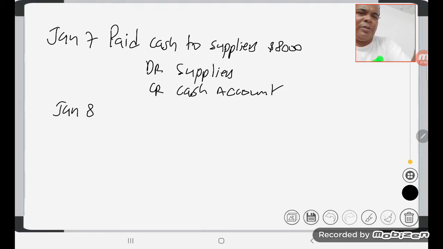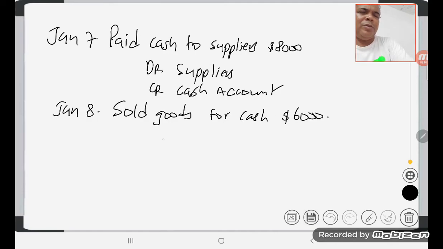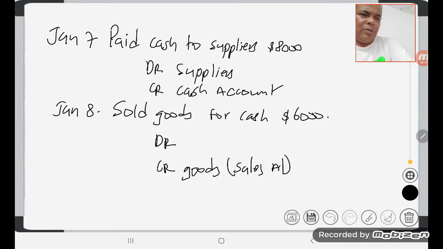January 8. Sold goods for cash $6 million. Sold goods. What is going out? Goods. We credit goods, but we don't have goods account. We credit sales account, and then we have to debit cash account.